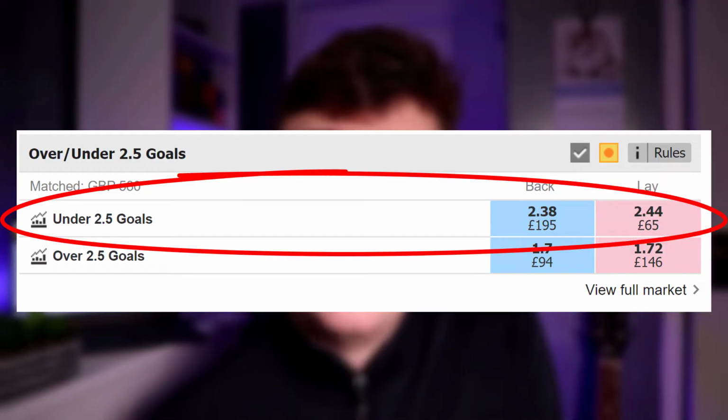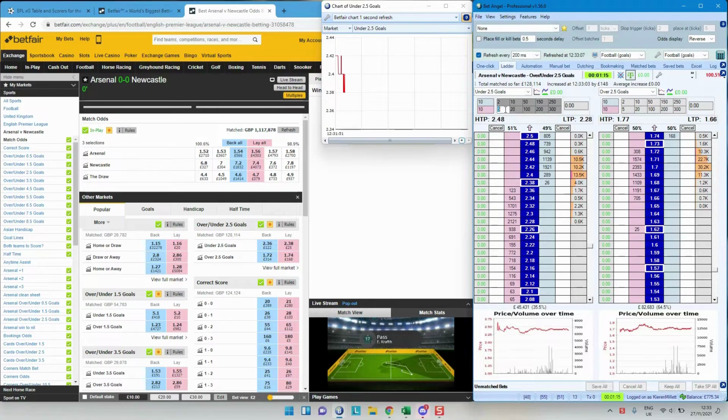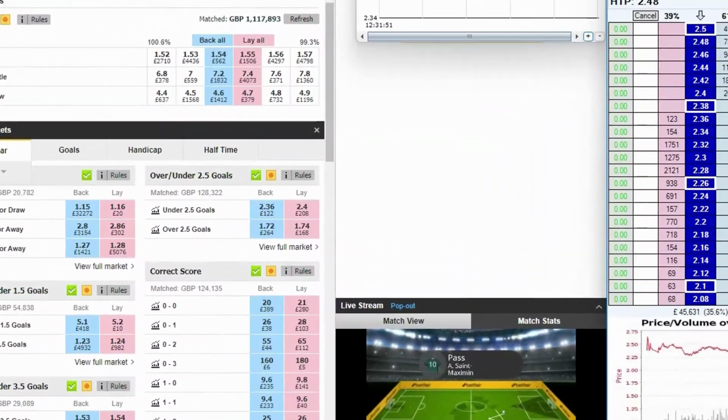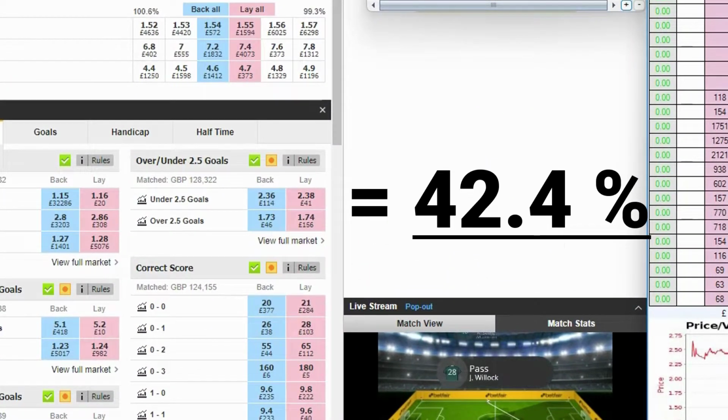At the start of any game, the chance of there being under 2.5 goals by the end of the game is represented by odds on Betfair. The odds themselves represent a probability in percentage of the game finishing with under 2.5 goals. Take this game for example. The game starts with odds of approximately 2.36, and that is a 42% chance of there being under 2.5 goals by the end of the game.